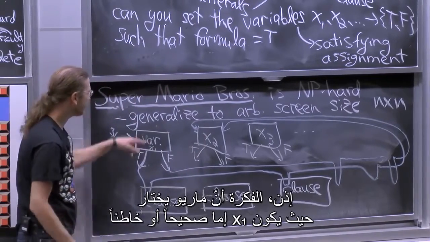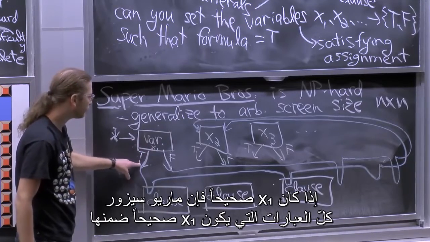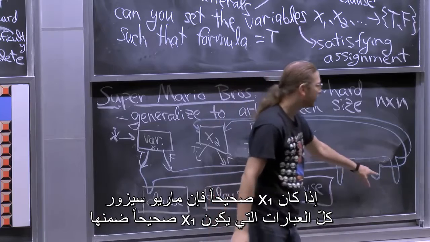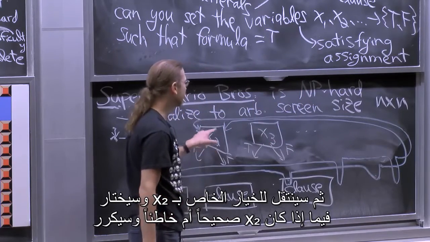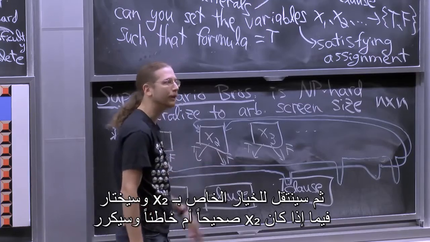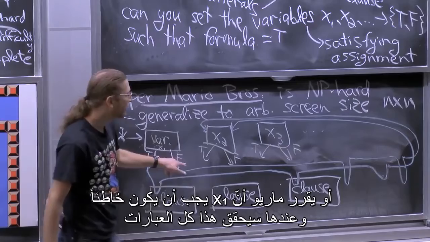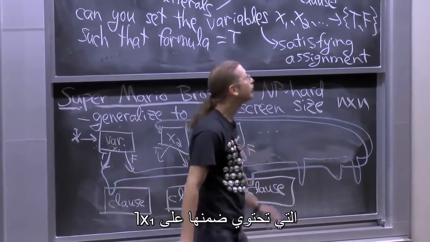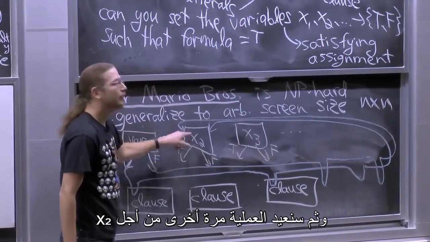So the idea is that Mario makes a choice whether x1 is true or false. If x1 is true, Mario's going to visit all of the clauses that have x1 true in them, and then it's going to go to the x2 choice. Then it's going to choose whether x2 is true or false and repeat. Or Mario decides x1 should be false. That will satisfy all the clauses that have x1 bar in them. And then again, we feed back into x2.